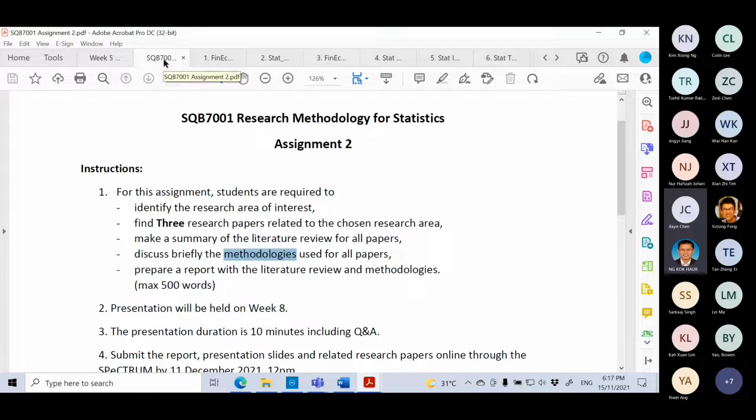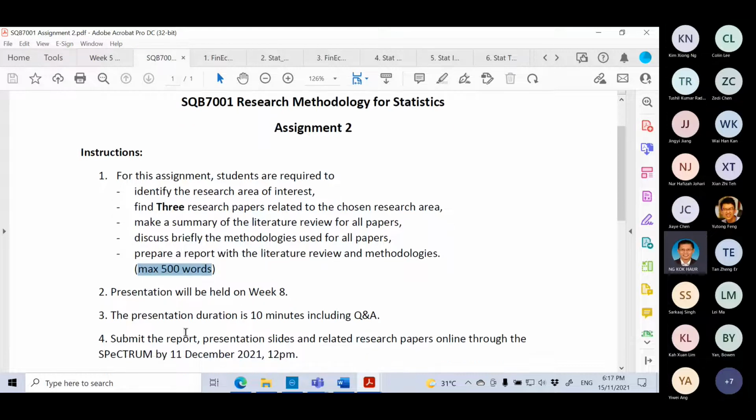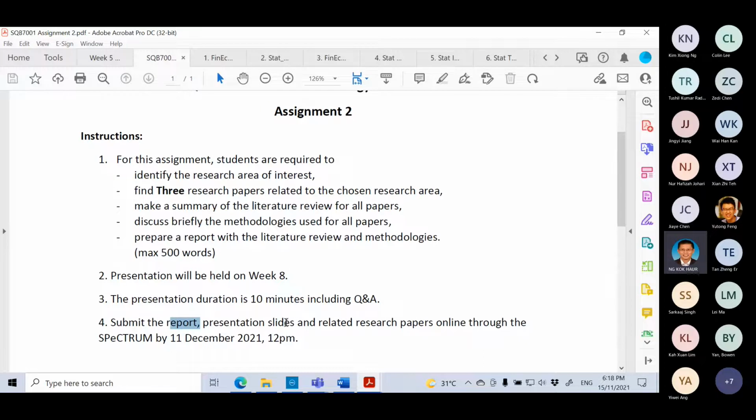What's the difference between the report and the presentation slides? The report is when you write down your summary. Your report is just a summary. When you do the presentation, you just prepare a few slides, just a summary of what you have. The report is some sort of wording, where the maximum is 500 words. The presentation slides are maybe a few slides only.